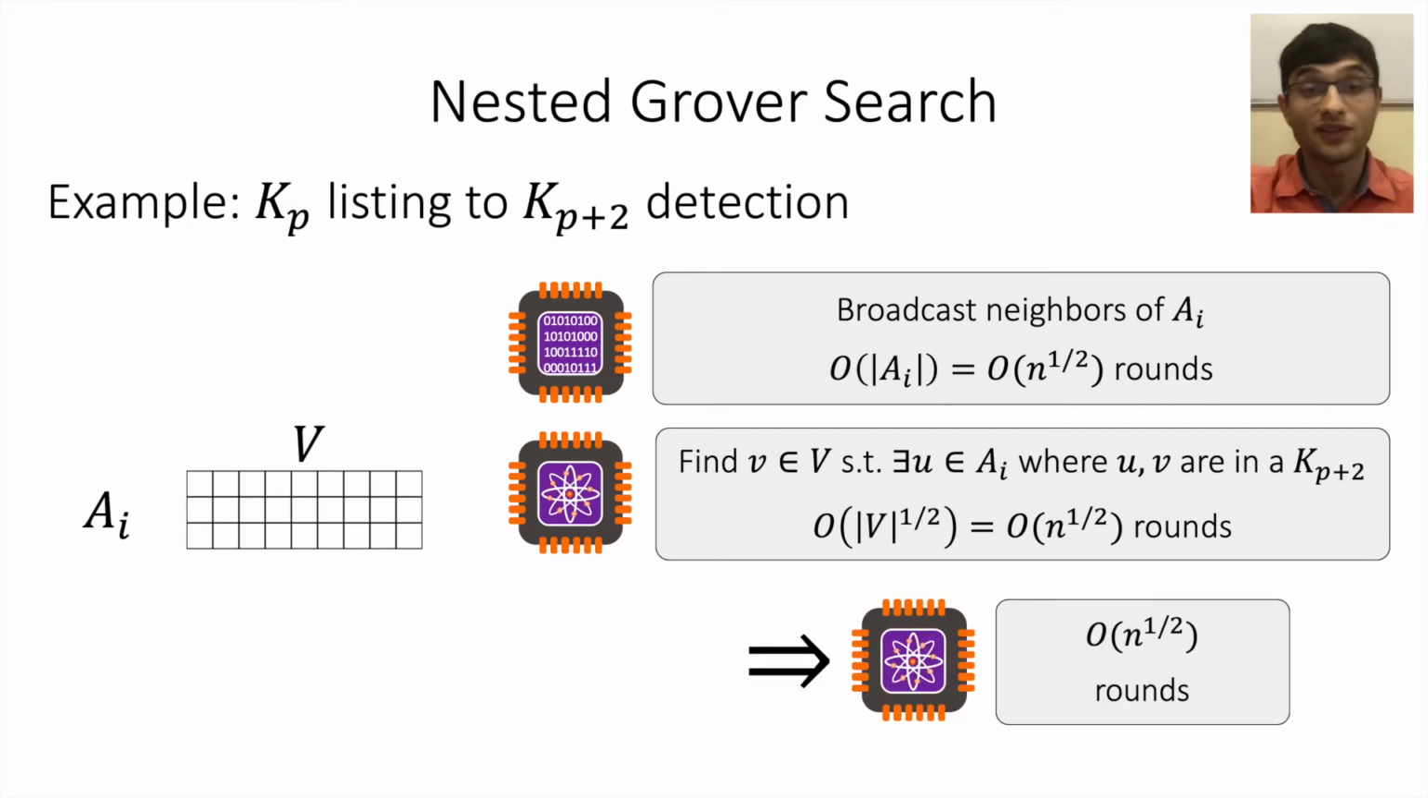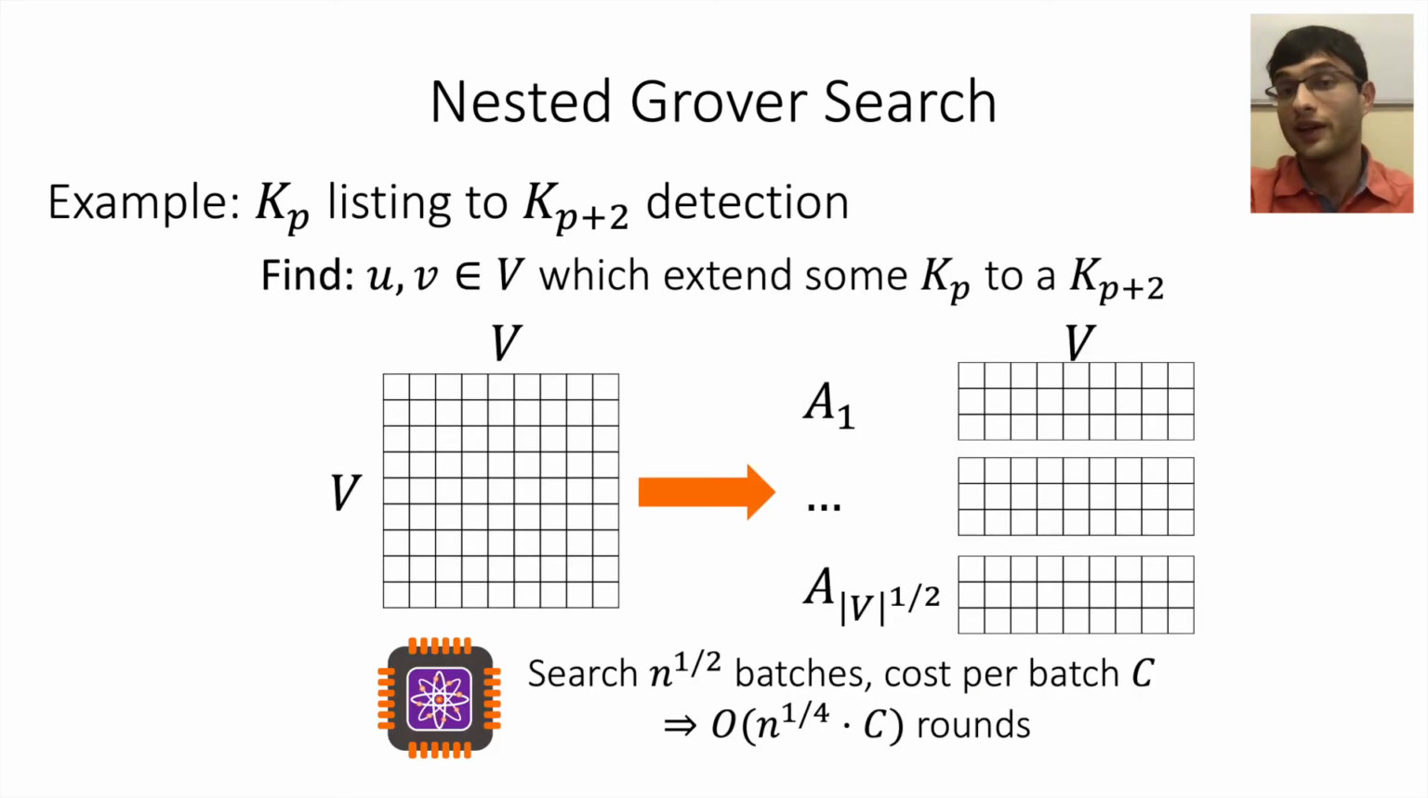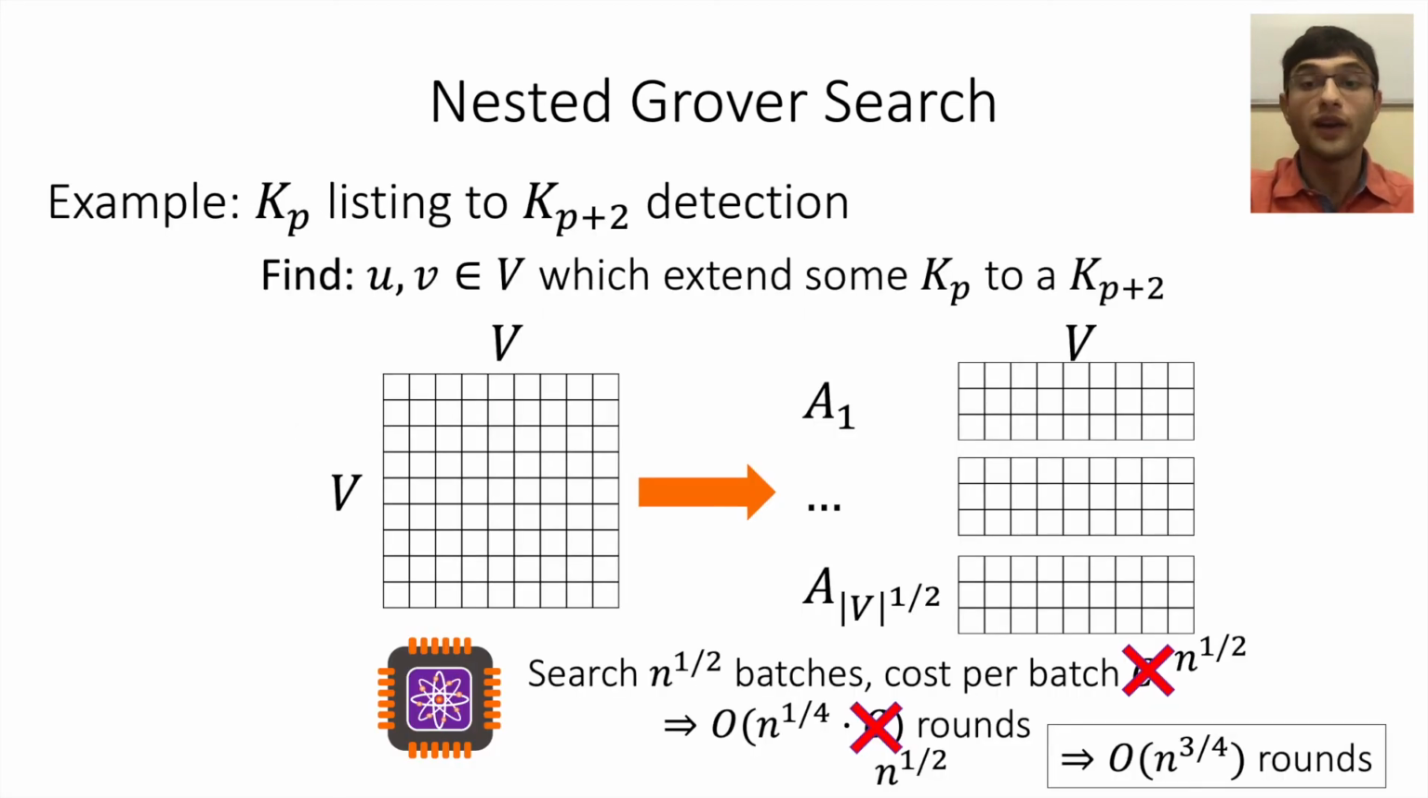What this gives us is that checking if a certain batch has a pair that extends from kp to kp plus 2 takes square root of n number of rounds. So if we plug this value in instead of c, we get that the round complexity for checking if there are two nodes which can extend the kp to kp plus 2 takes n to the 3 over 4 rounds.